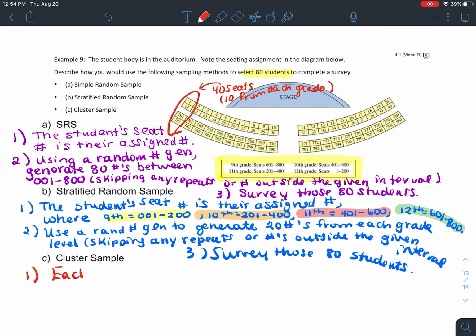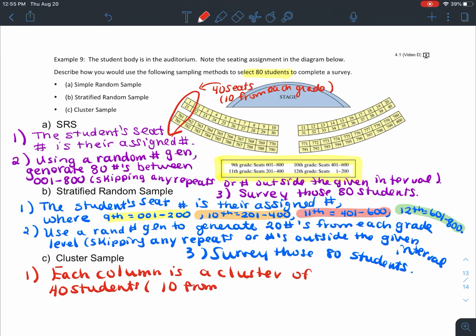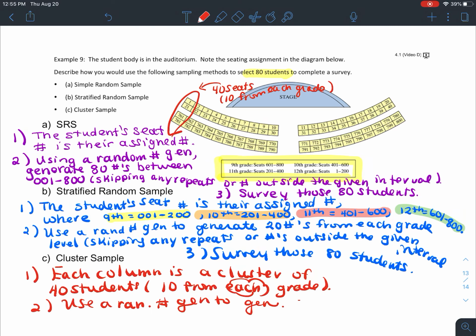So we could say, for number one, let each column be a cluster of 40 students, and I'm just going to say 10 from each grade. Number two, I'm going to use a random number generator to generate, let's see, how many clusters would we want? If each cluster column here has 40 seats and the goal is 80 students, then we would only need to do 2 of these clusters.